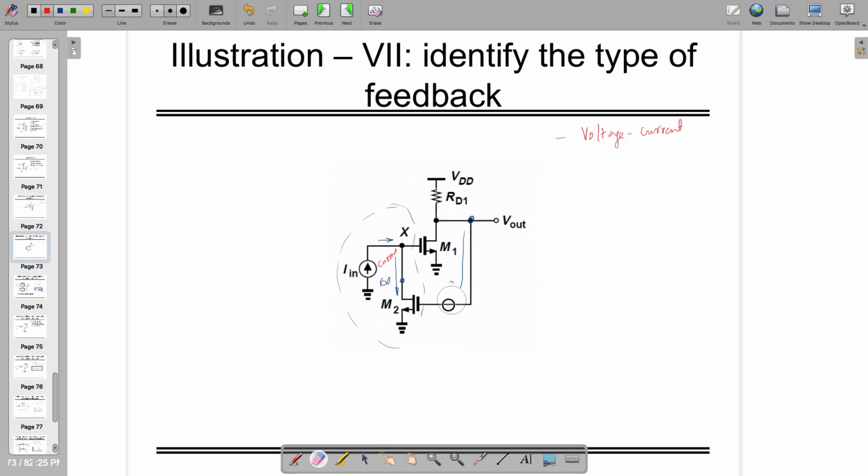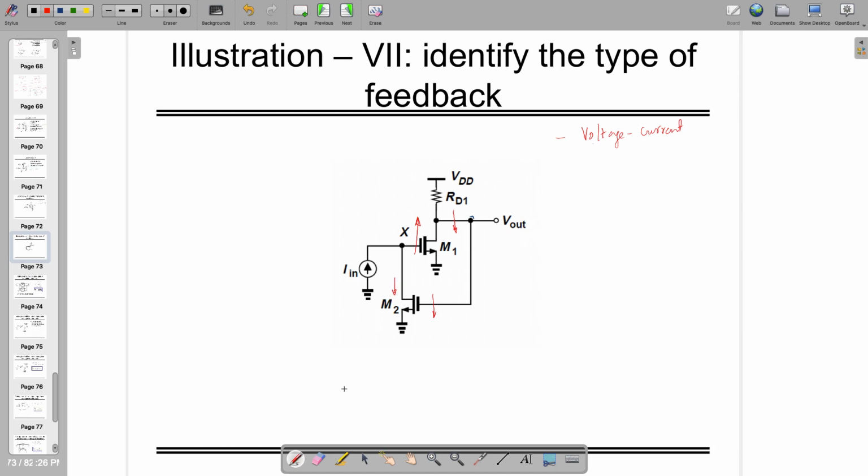And accordingly you can write down in terms of series and shunt, right? So this is done. Now we need to find out whether it's a negative feedback or positive feedback. So if this is increasing, this is decreasing, right? So if this is decreasing, this is also, in terms of current, decreasing.